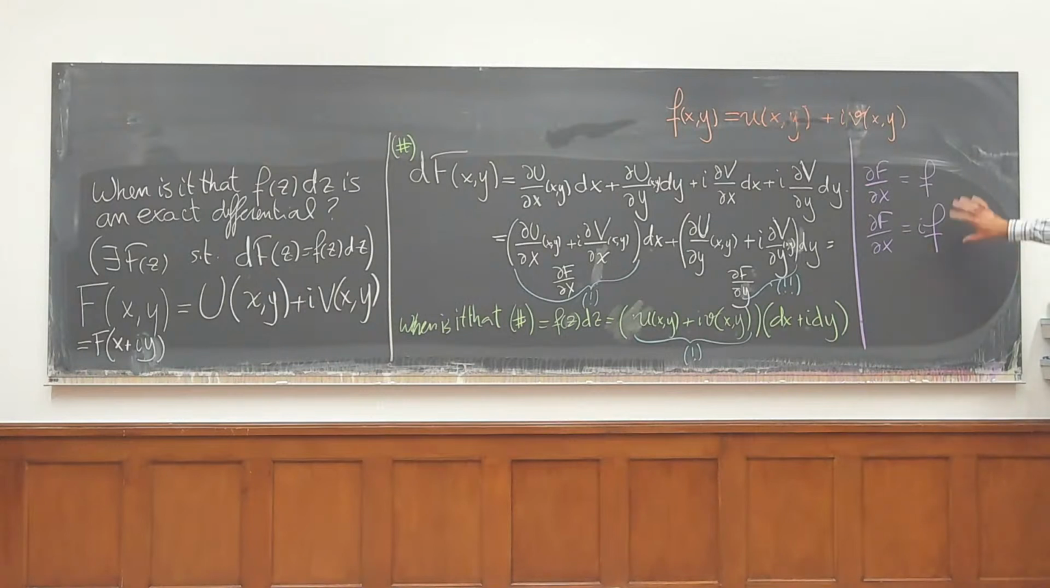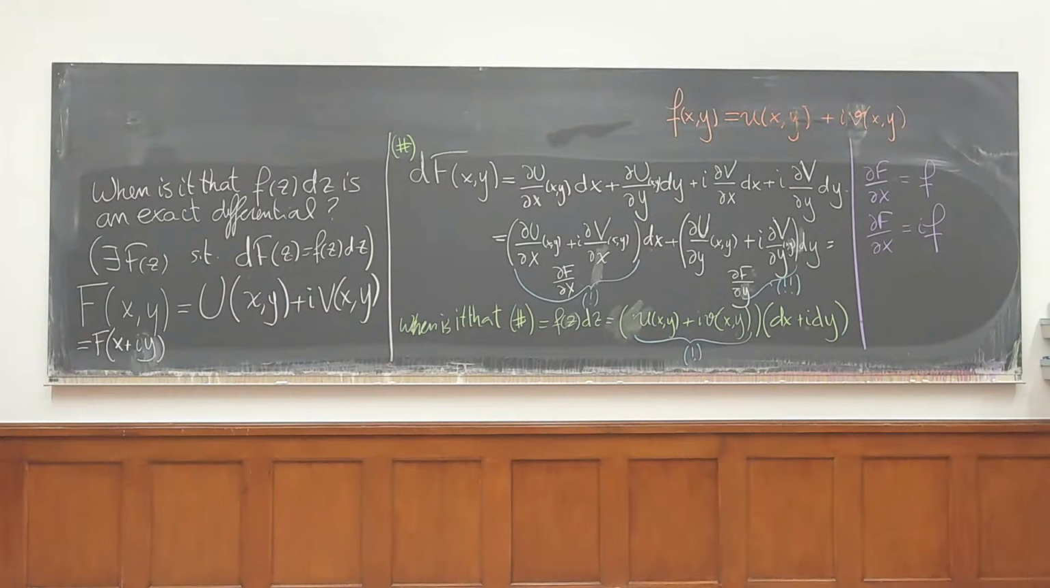Okay, and the nice thing about using this notation is that I could either write this as a function of x and y, or as a function of z, or as a function of x plus iy, and this is all true and all the same, right? The statements are exactly the same.